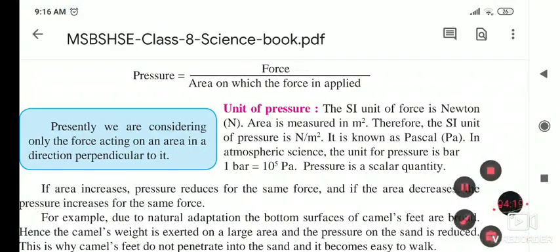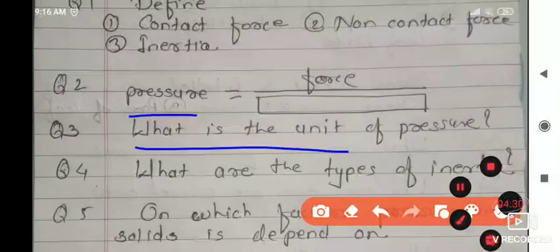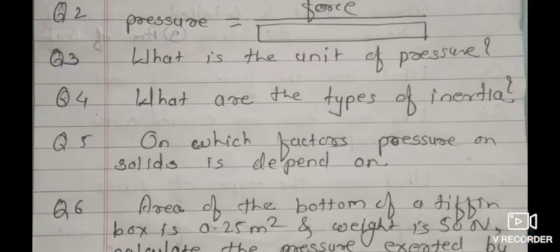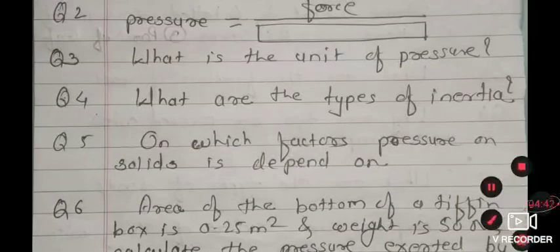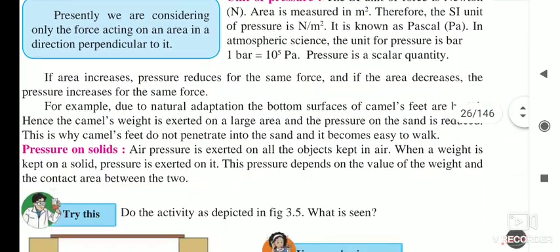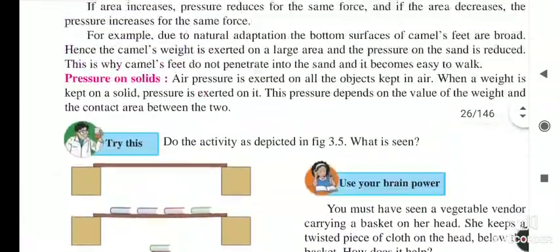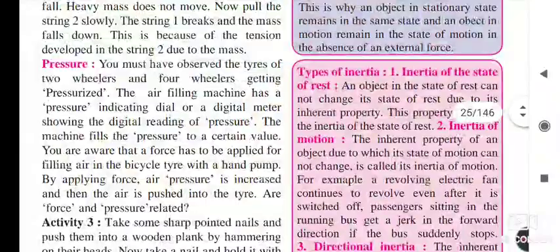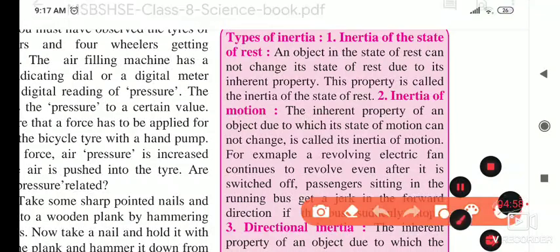Okay, now the next point is question number 4. First we saw the answers to these two questions, that is, what is pressure and the formula of pressure. Now the fourth question is: what are the types of inertia? For this question, the textbook page numbers which I told you are 14 to 17. So till 17 only you have to find its answer, and the answer on inertia is here in the box. What are the types of inertia?